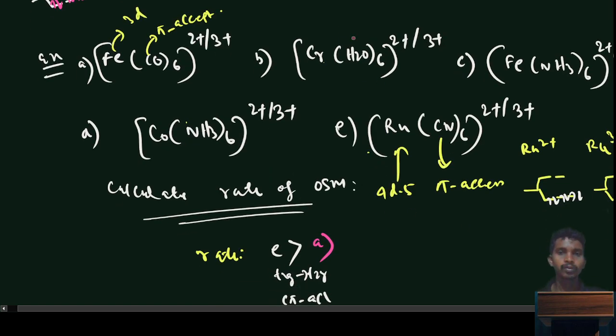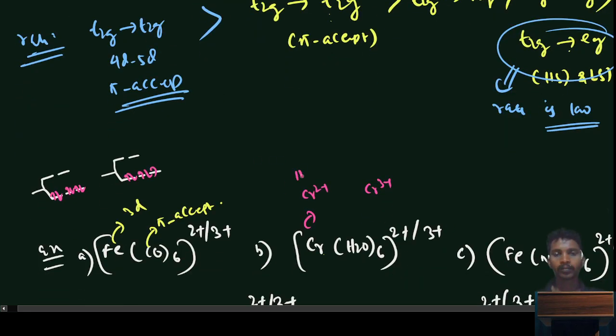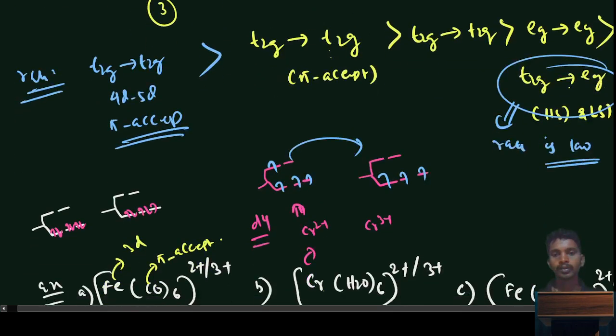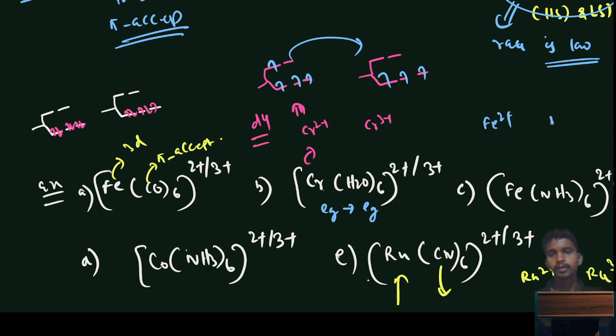After that if you look at this one, here that is chromium 2+ and that is chromium 3+. This is D4, and water means high spin. So this is 1 2 3 4, and this is D3 means 1 2 3. So this is half spin, so this will transfer to here. So this is EG to EG. Okay, this is EG to EG.